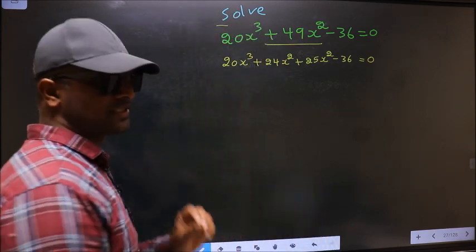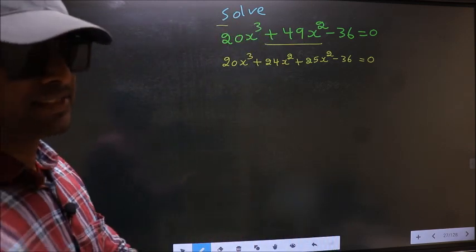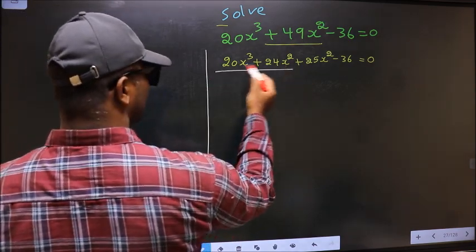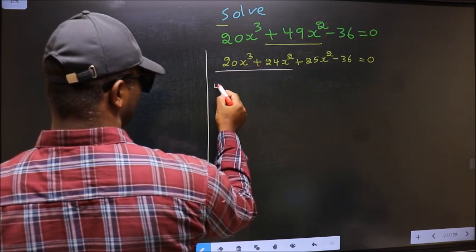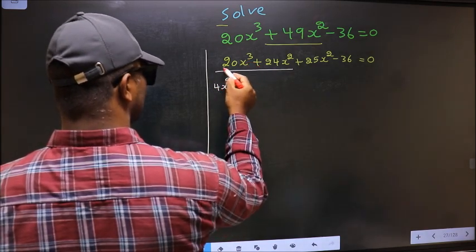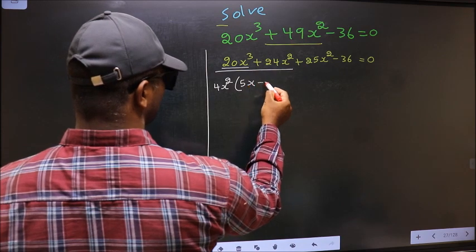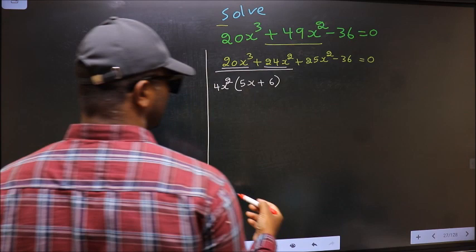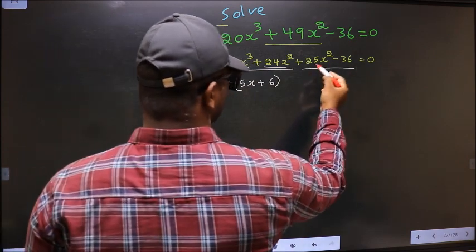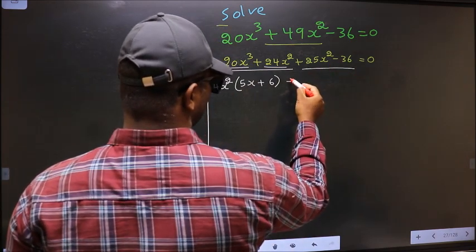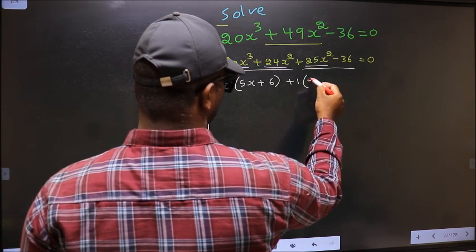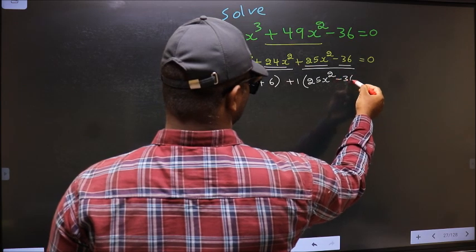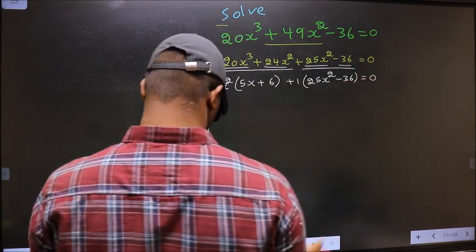This is your step 1. Next, from these two terms, what can be taken out common is 4x square. So here you get 5x plus 6 from this 4x square. In the same way, what can be taken out common from these two terms is plus 1. Here you get 25x square and here you get minus 36 equal to 0.